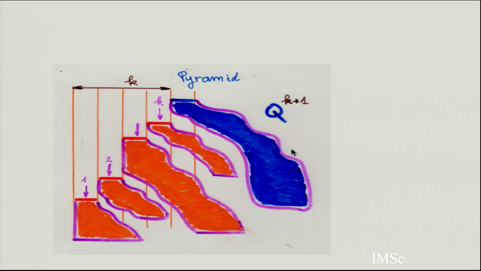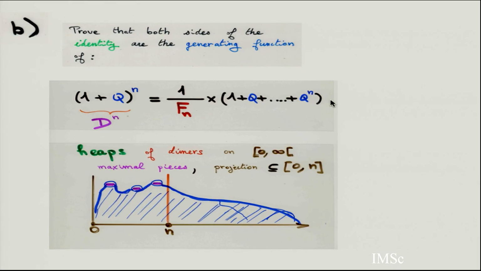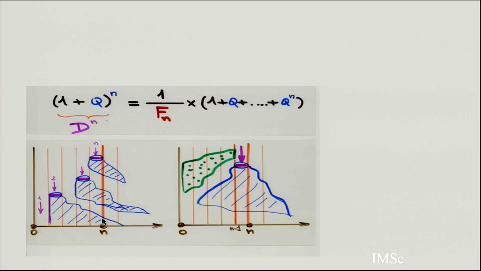Now, the second part of the exercise was to prove this identity: that this is the left part, and the right part is the generating function for heaps of diamonds on the infinite line, such that the projection of the maximal pieces is between 0 and n. The heaps can be very large, infinite, on the infinite line, but the maximal pieces must be between 0 and n. I claim the generating function for such heaps is this, or also equal to this. And the proof is given here.